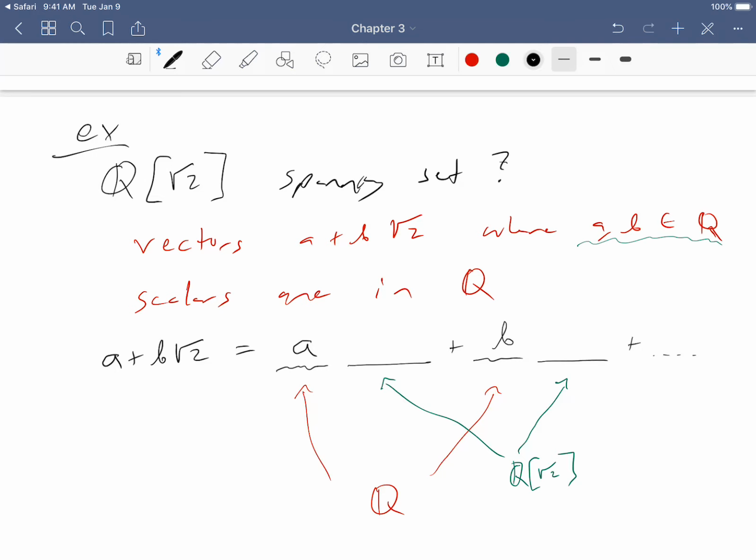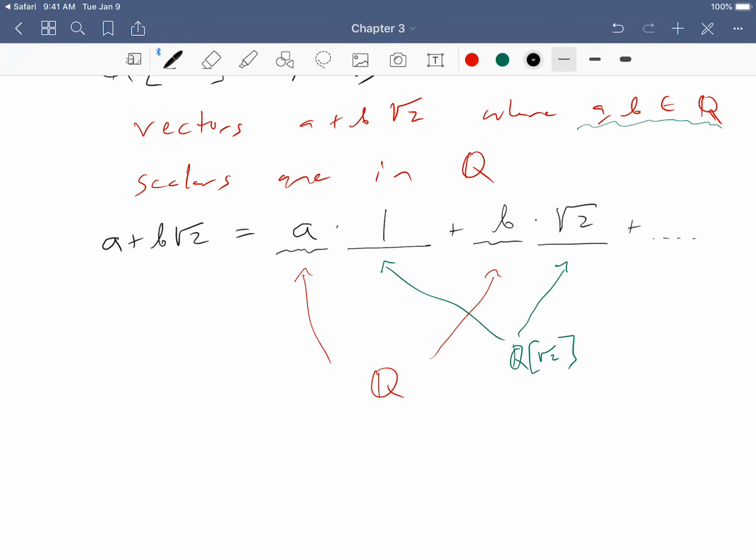And those building blocks, look, all I need to put in here is a 1. That's a fine vector out of Q adjoin root 2. And then in the second one, I need to put root 2. Again, that's a vector in Q adjoin root 2. That's no problem. So when we write down a plus b root 2, we're kind of already decomposing it. And what we're using as our spanning set is 1 and root 2.